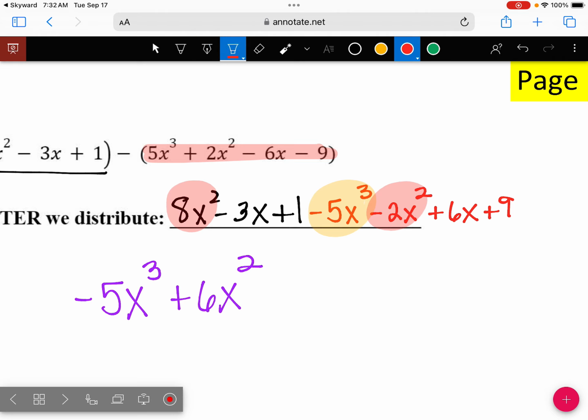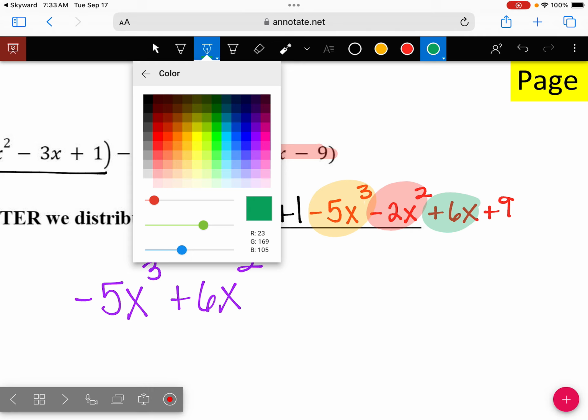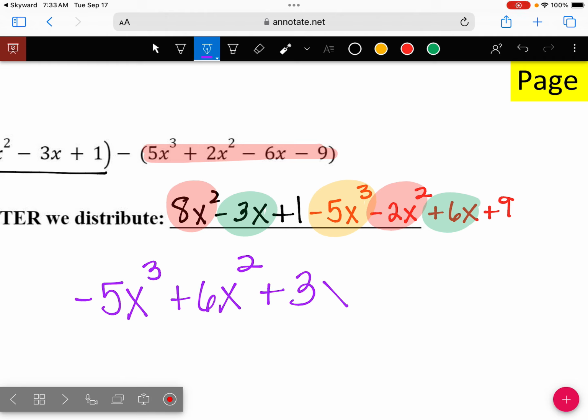And then we go to our next term. We have a negative 3 and a positive 6. So Osiris, what would you put for that one? A negative 3 and a positive 6. Positive or negative? Positive 3x. And then lastly, we have our 1 and our 9, which gives you 10. And that would be your final answer. You only have to do the rewrite when it's subtraction. If it's addition, we don't have to do it.